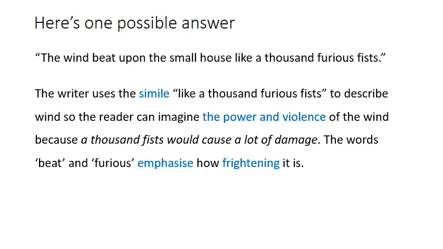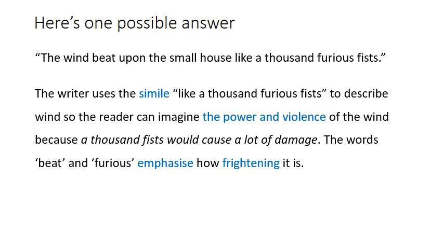Okay, 1,000 furious fists really is trying to describe this sort of horrible, terrible violence that's being beaten on the house, because 1,000 furious fists would cause a lot of damage. Okay? And also there are these other words in the sentence, beat and furious. The words beat and furious, these emphasize how frightening it is. The writer is probably trying to tell us that this is a horrible situation to be in.